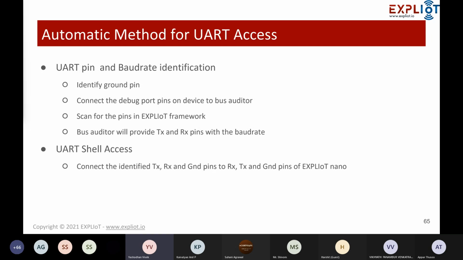Just to simplify again, the first step of hacking is scanning for the pins. When you scan, you identify the pin numbers and the baud rate. Once you're done with these two things, you connect your USB to UART converter, connect TX and RX in a cross pair to your system, and access the root shell. This is what we're going to hack into.